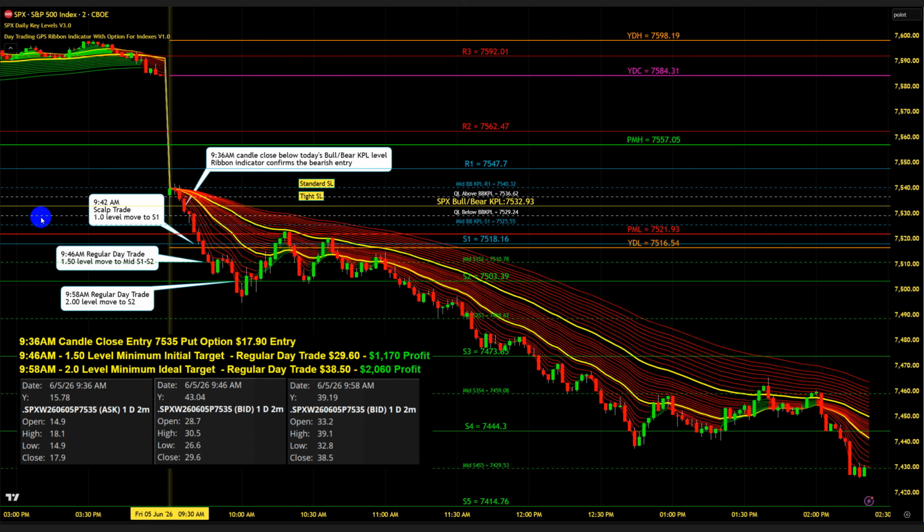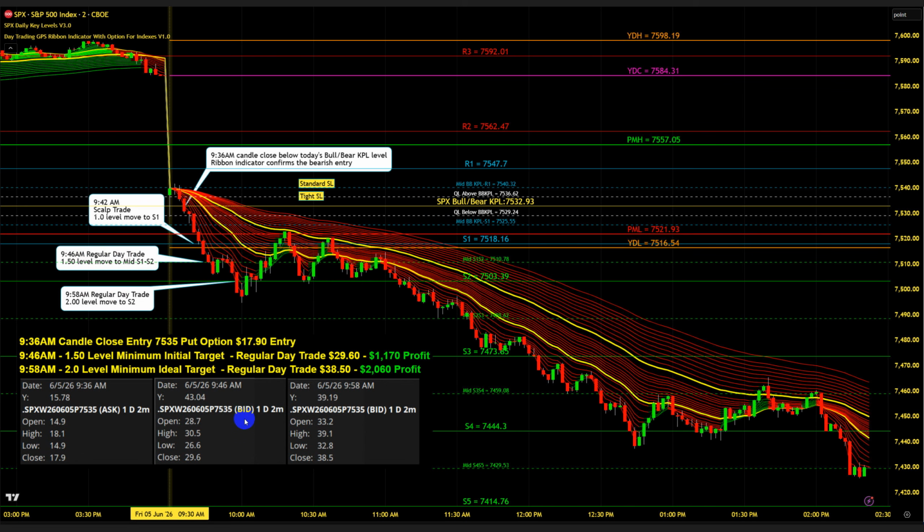For a scalp trade, the objective is a one-level move in your favor. For a regular day trade, the objective is either a minimum 1.5 level move or the ideal 2-level move. Since this was a bearish trade triggered from the BBKPL level, the minimum 1.5 level target was the mid-S1 S2 level. That target was reached on the close of the 9:46 a.m. candle. The bid price at that time was $29.60.